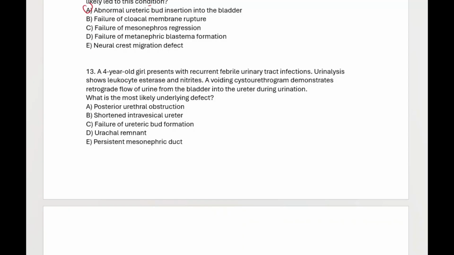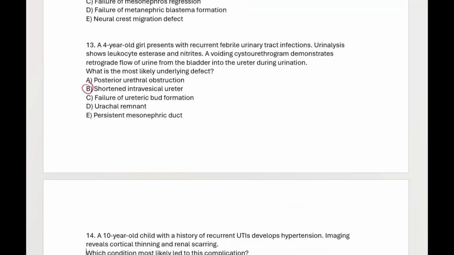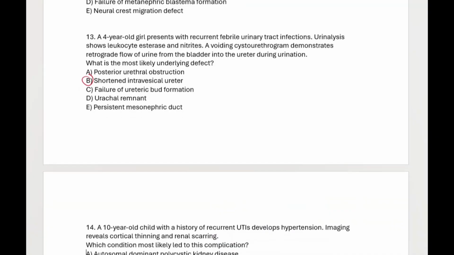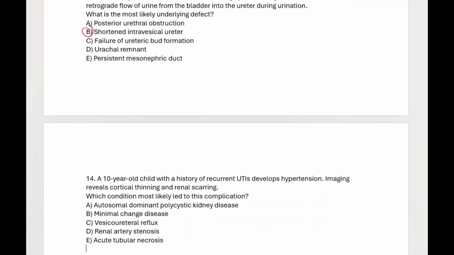And the best answer there for this patient is likely going to be what? Something that has to do with the bladder and the ureter. So the best answer there will be a shortened intravesical ureter, thereby allowing what? Vesicoureteral reflux. And then going to the last question, guys.